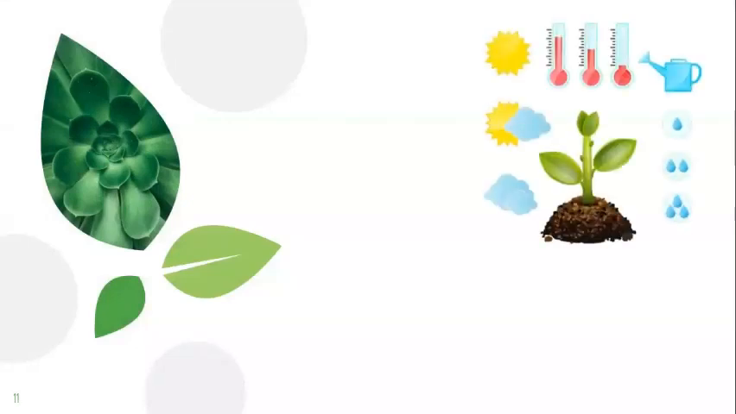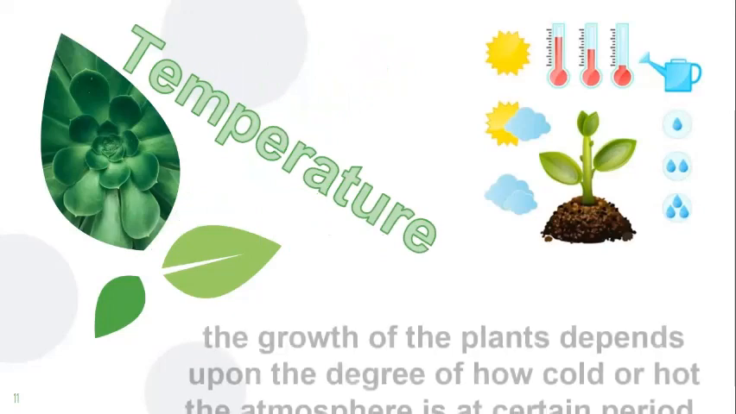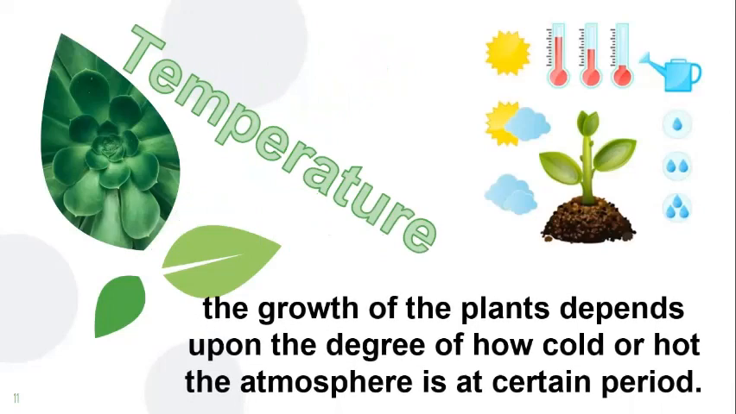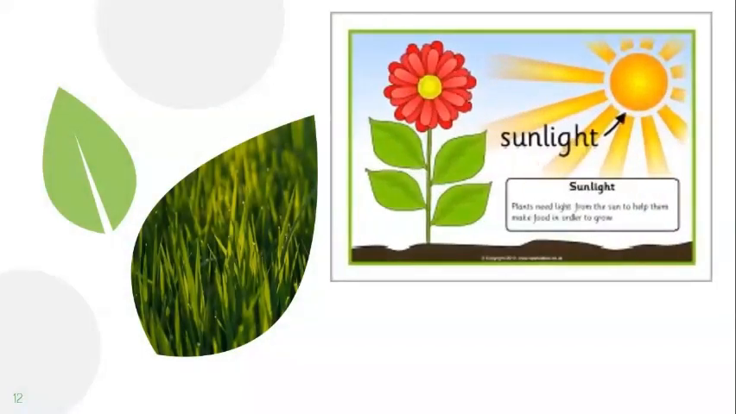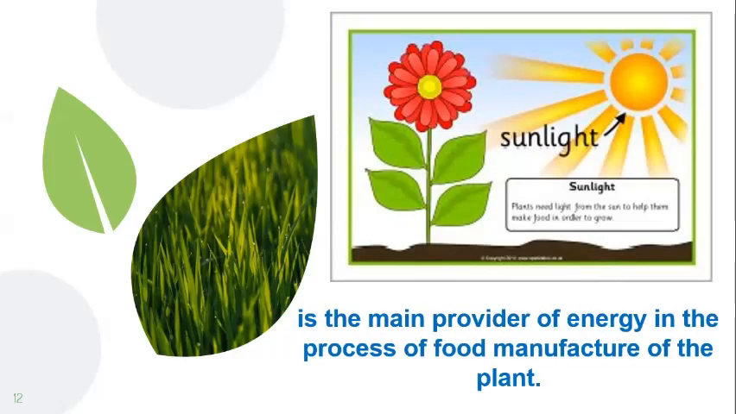You've seen there a thermometer. It measures the, yes, temperature. So the growth of the plant depends upon the degree of how cold or hot the atmosphere is at a certain period. Next element is sunlight. Plants need light from the sun to help them make food in order to grow.